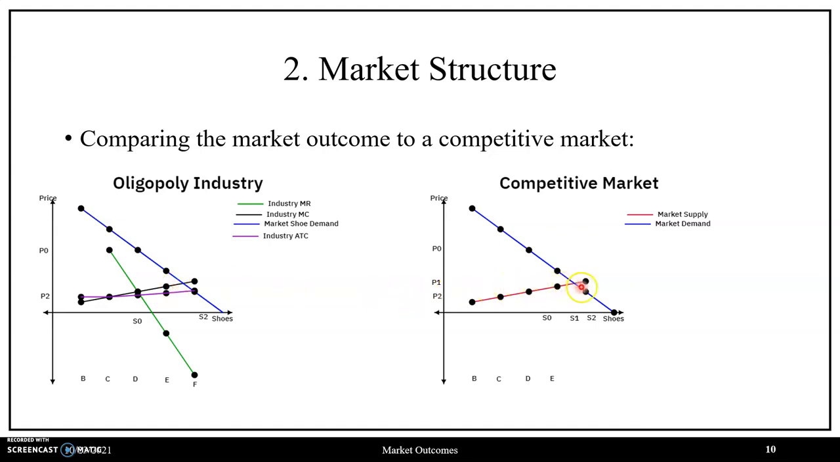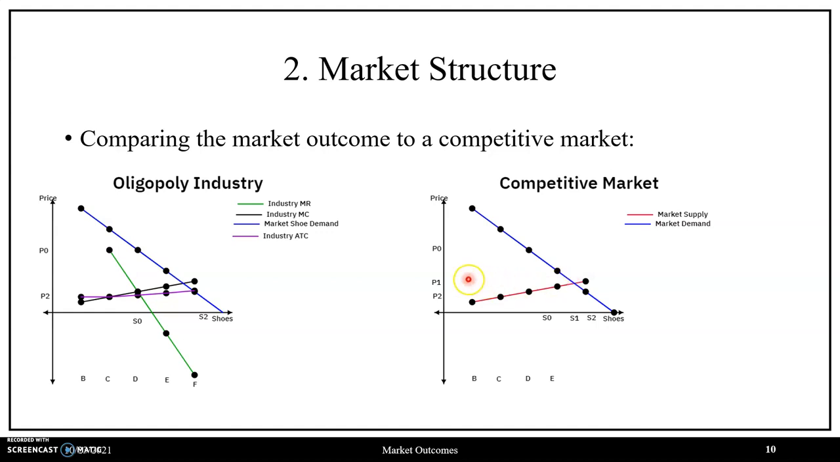For the competitive market, equilibrium occurs at the intersection of market supply and market demand, which we see occurs at the output level S1, where at the output level S1 our price point is going to be P1, where this outcome will lead to a short-run equilibrium for a competitive market in which we'll assume positive economic profits exist.